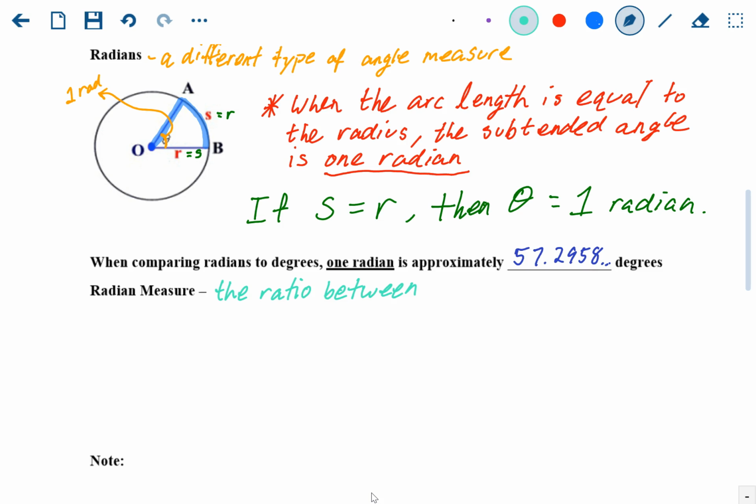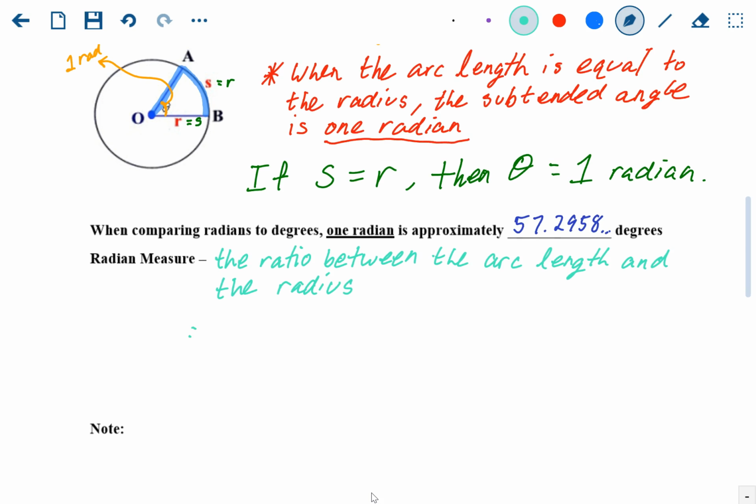All right, the radian measure. How do you find the radian of anything? We know if the arc length is the same as the radius, it's 1. But to find any radian measure, you do the ratio between the arc length and the radius. So if your arc length is bigger than the radius, you're going to have more than 1 radian. If it's less than the radius, you're going to have less than 1. So again, it's just arc length divided by radius.